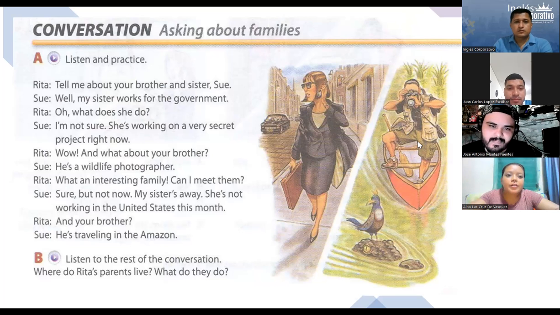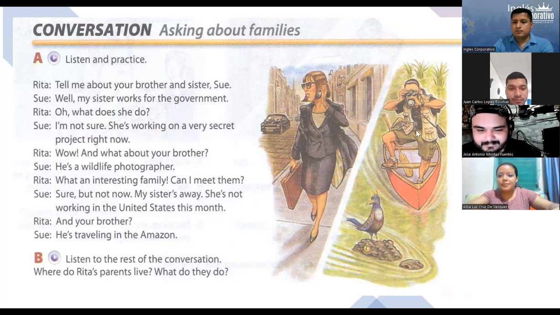Okay, tell me about your brother and sisters. Well, my sister works for the government. Oh, what does she do? I'm not sure. I'm working on a very secret project right now. Whoa, and what about your brother? He's a wildlife... how do you pronounce it? Wildlife photographer. What an interesting family. Can I meet them? Sure, but not now. My sister is away, she's not working in the United States this month. And your brother? He's traveling in the Amazon.